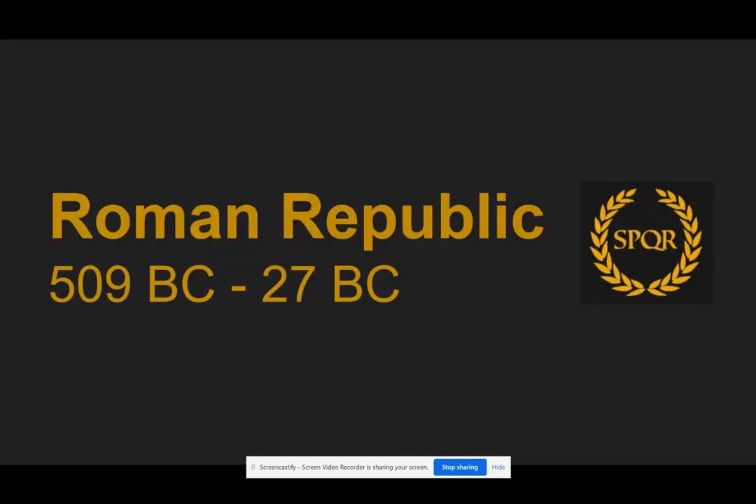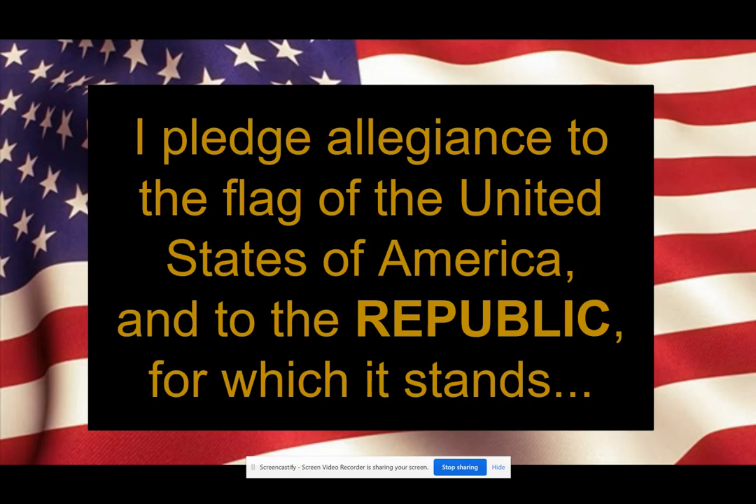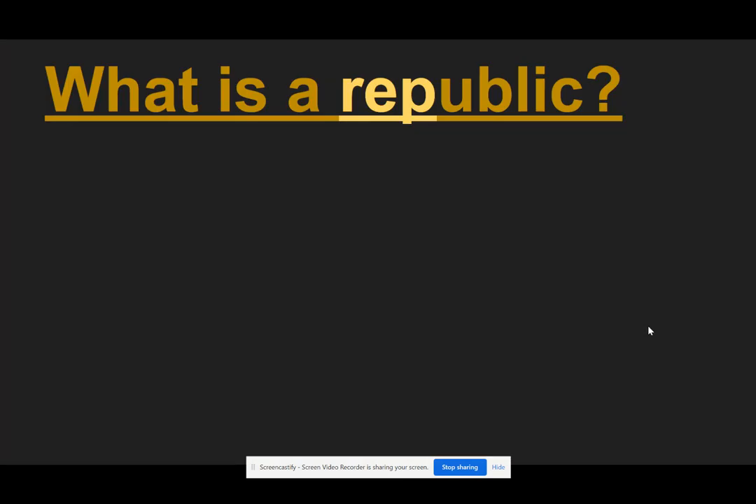with the Roman Republic. This form of government was in Rome for almost 500 years. And you might ask yourself, the Republic, that sounds familiar. Right. In the Pledge of Allegiance, I pledge allegiance to the flag of the United States of America and to the Republic for which it stands. So when we say the pledge, we are actually saying that we are committed to this form of government, a republic. So what is a republic?